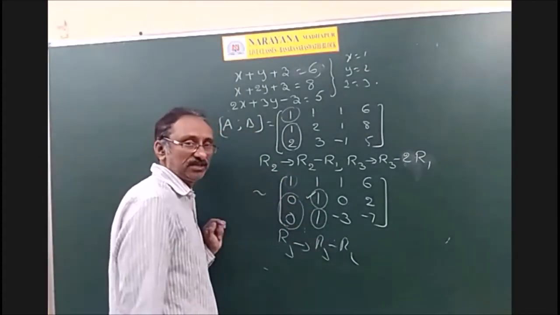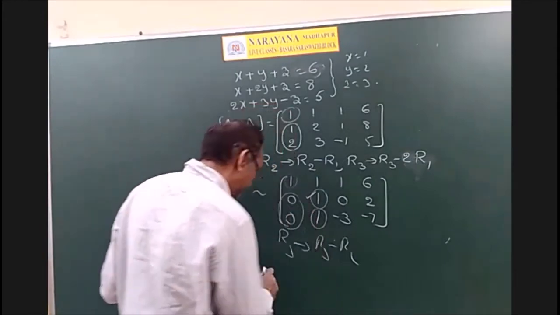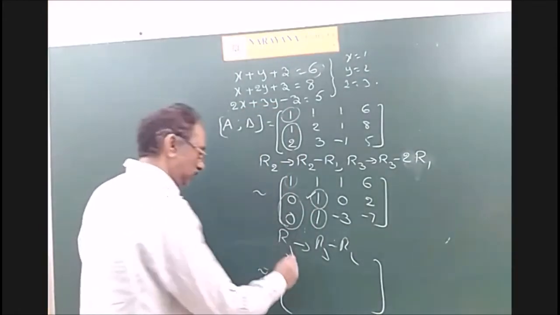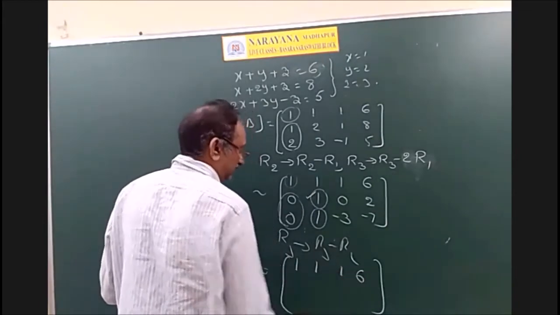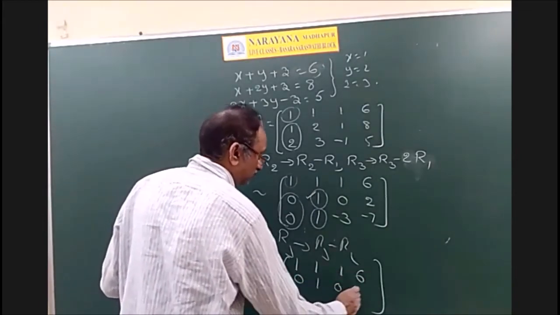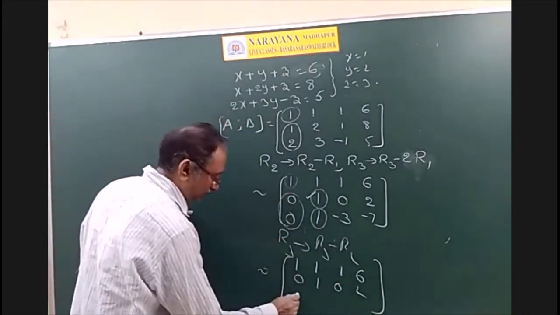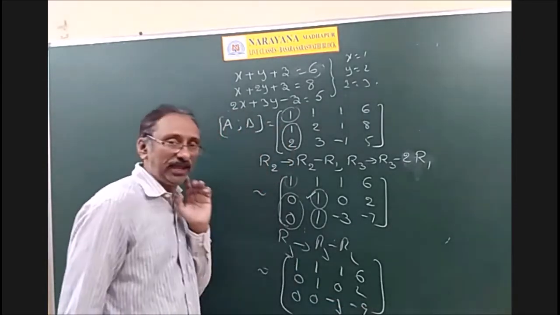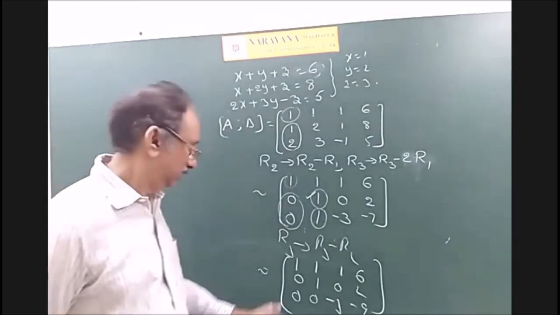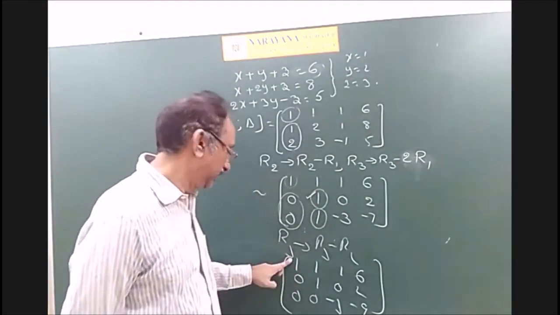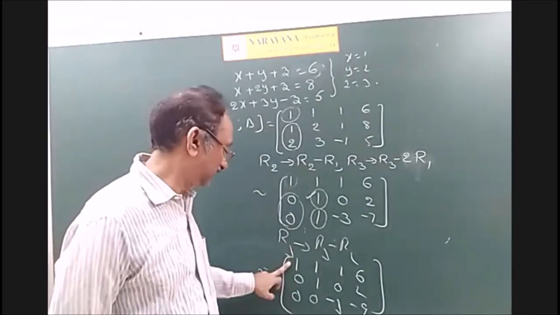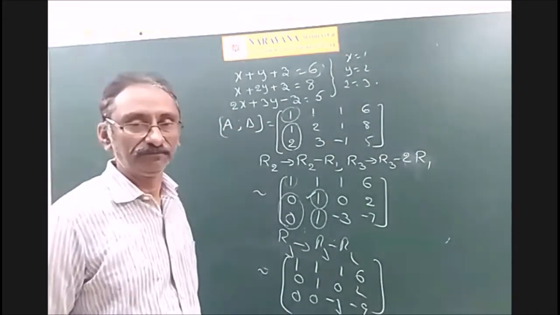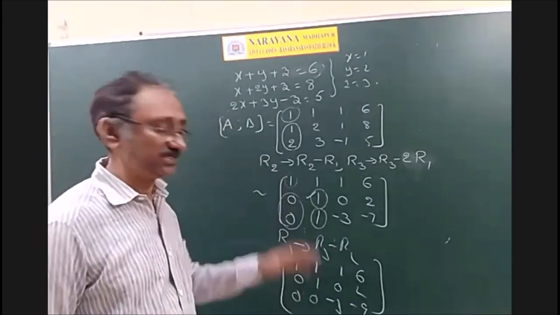So R3 implies R3 minus R2. What is the matrix here? You can see this: 1, 1, 1, 6. Then 0, 1, 0, 2. And subtract: 0, 0, minus 3, minus 9. See, the problem is over. It is in echelon form. There is one non-zero element here as the first non-zero element, there is 1 zero here, there are 2 zeros here. Therefore, the matrix is in echelon form.